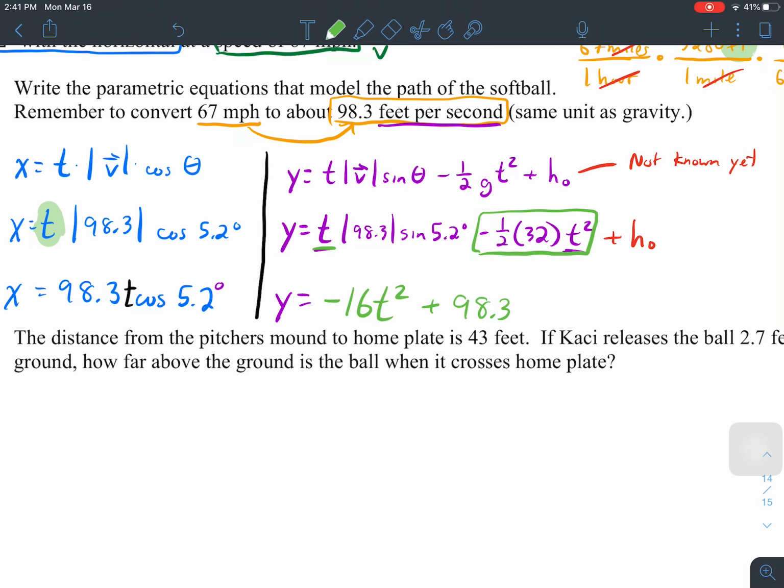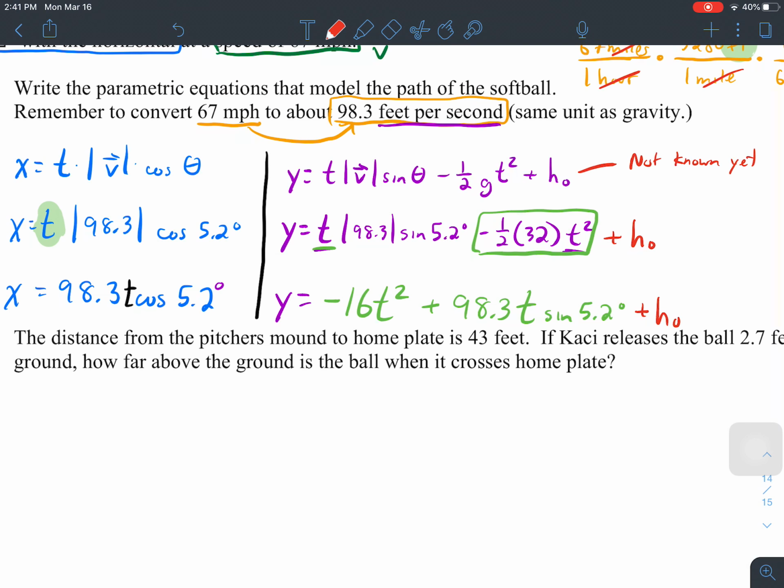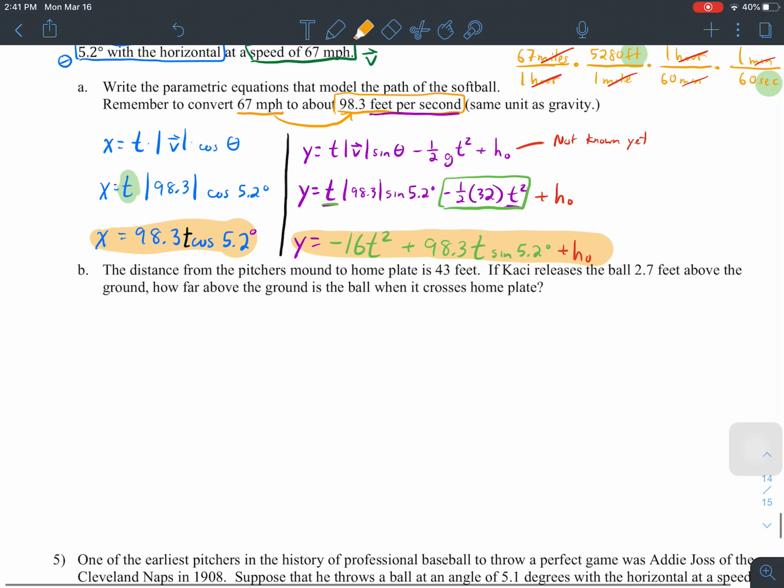Plus, again, 98.3, split the 98.3 into sine with your t. Sine of 5.2 degrees. We do not know our initial height yet. Most of the time that will be given to you in the part A prompt, it's not. As of right now, these are the two parametric equations that we're dealing with. We'll use them to solve the next part.